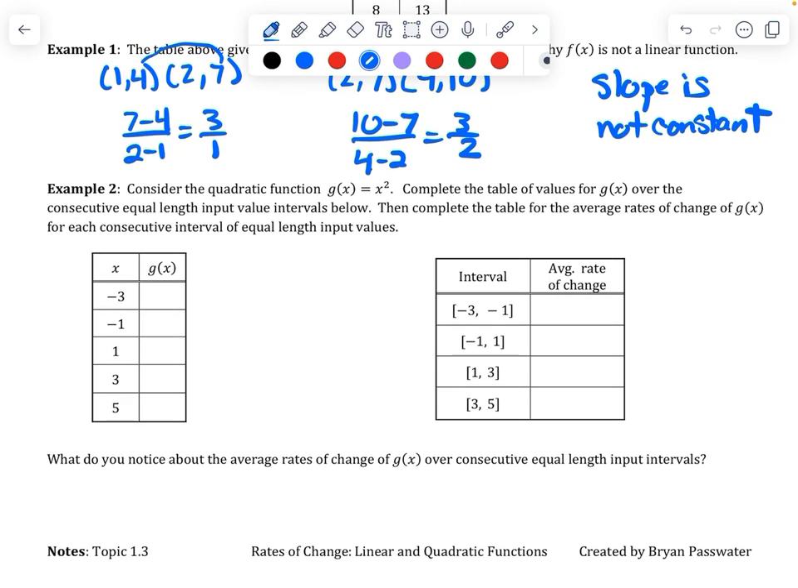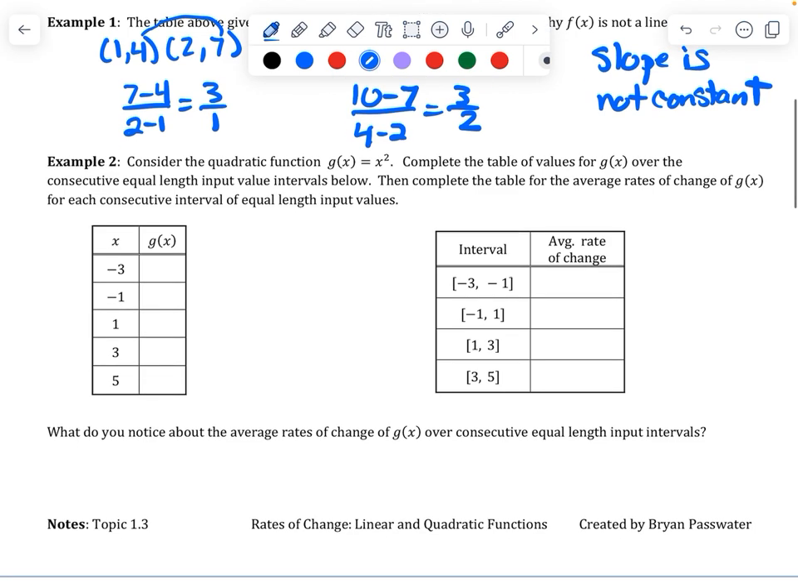Now, we talked about this a little bit in our last unit, and we're going to take a look at it again. So if we look at x squared, you'll notice we have equal length input values. These are going up by 2. So negative 3 squared is 9, negative 1 squared is 1, 1 squared is 1, 3 squared is 9, 5 squared is 25. Now this is asking what is the average rate of change from negative 3 to negative 1. So it's saying take the points (-3, 9) and (-1, 1), and let's see what that is.